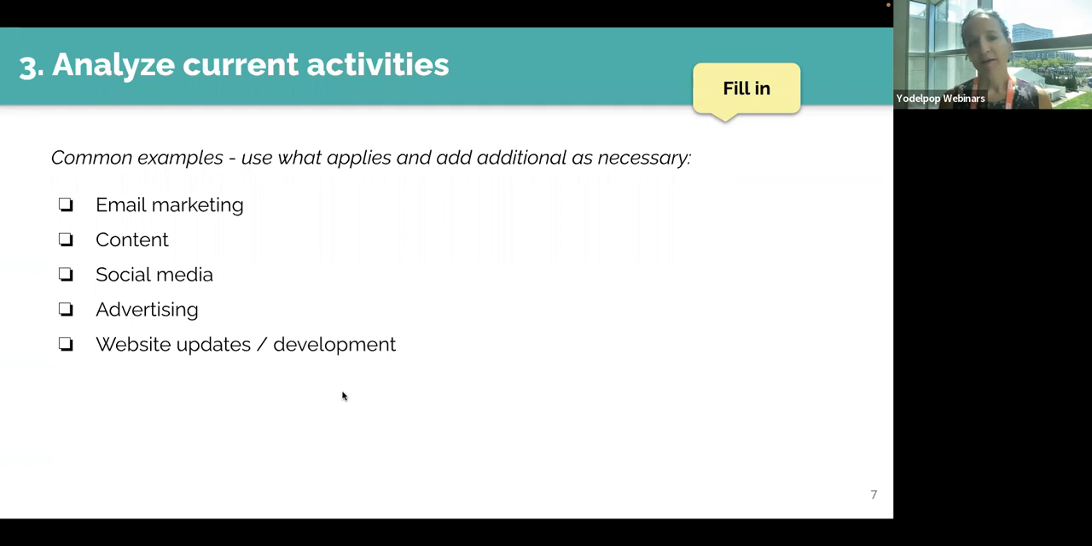I want you to check off the activities that your organization is engaged in, and then add on as needed any other marketing activities that you see the organization engaged in that you're expecting to support that membership goal. I'll give you a minute or two to think on that and fill out this slide.